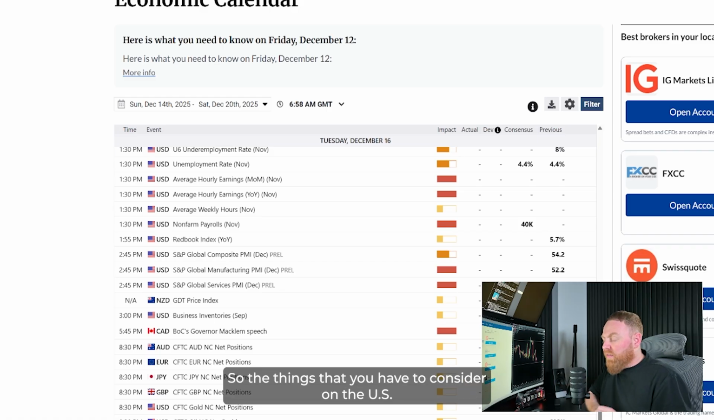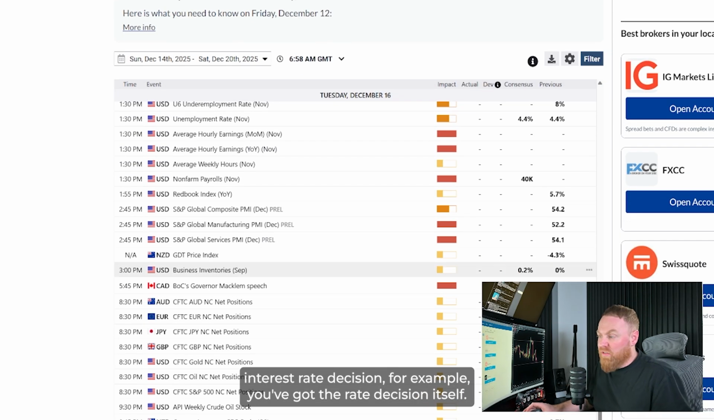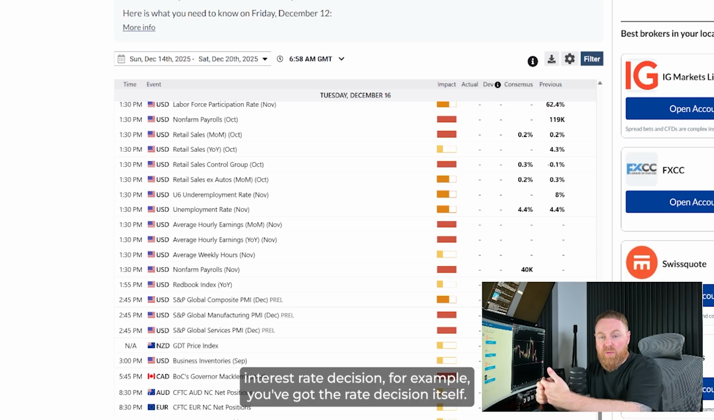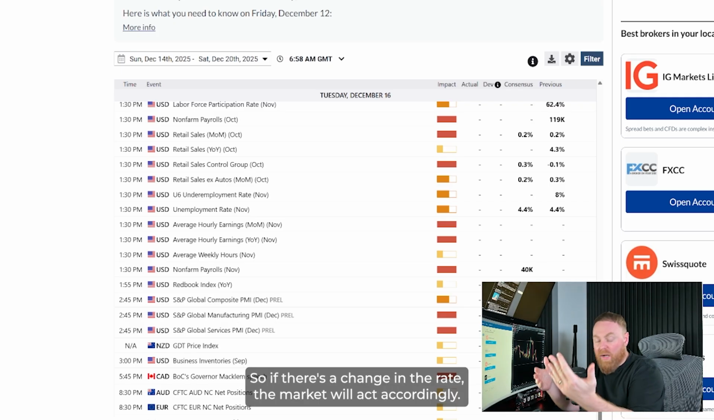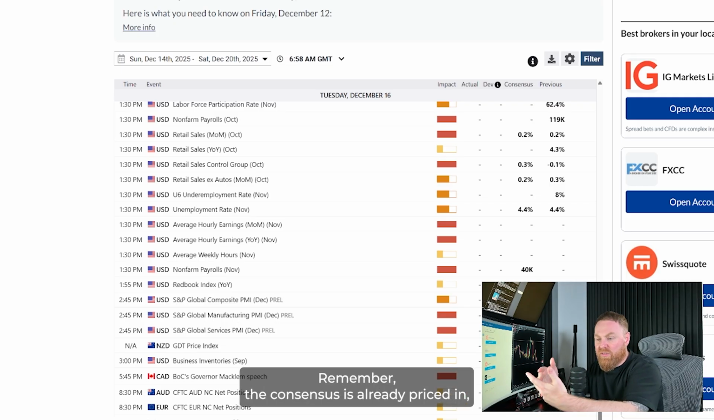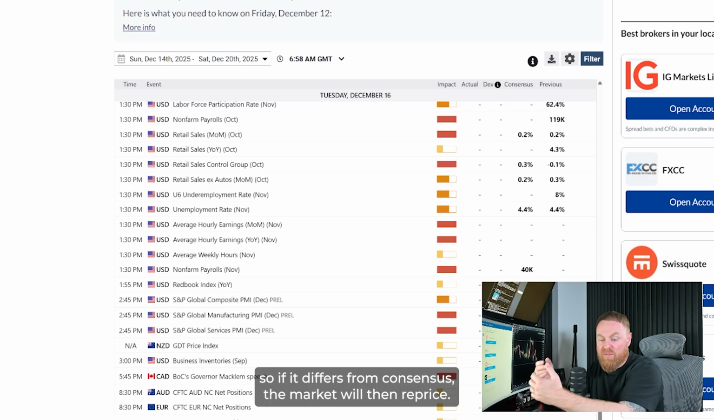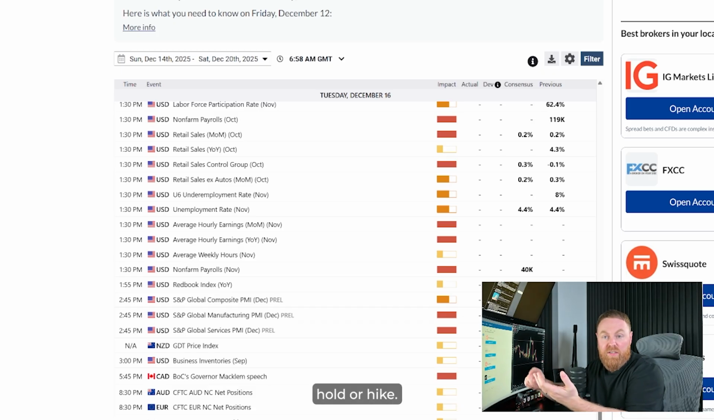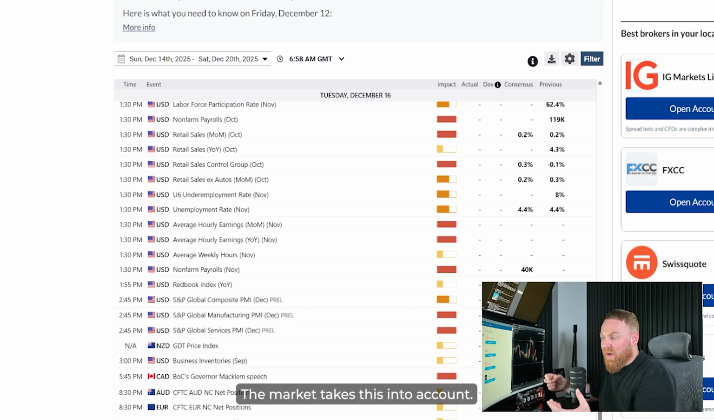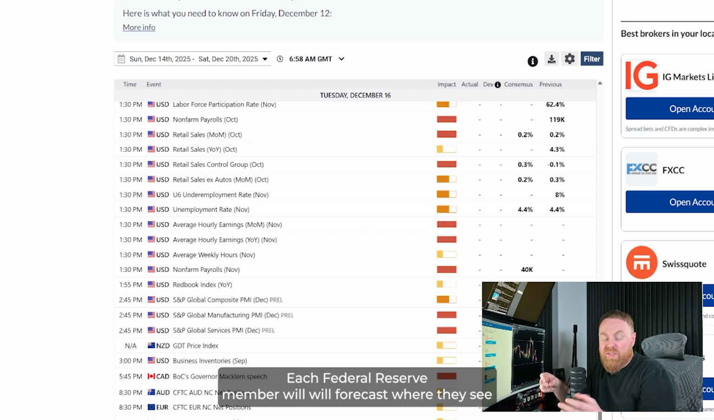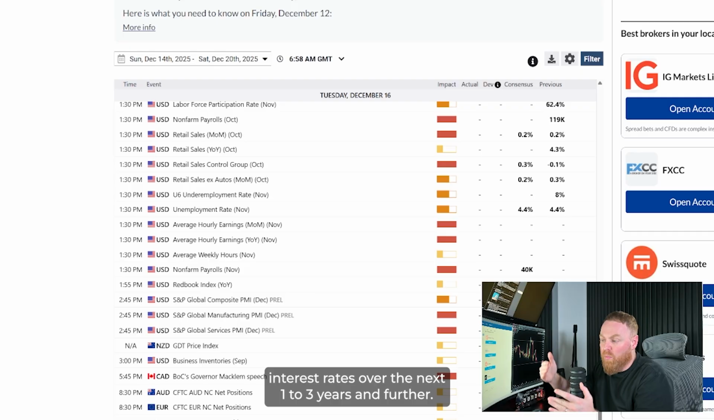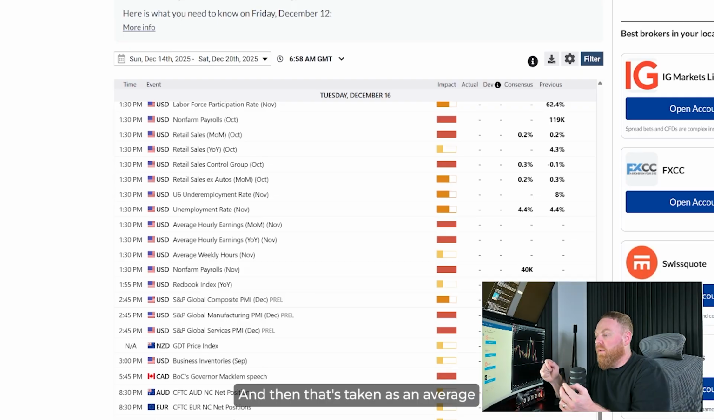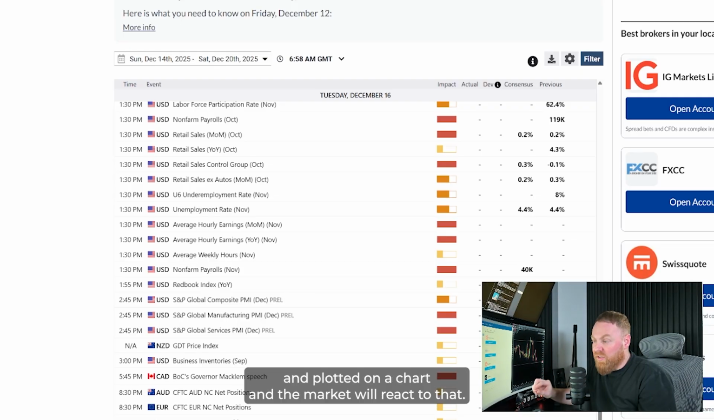So the things you have to consider on a US interest rate decision, for example: you've got the rate decision itself. If there's a change in the rate, the market will act accordingly. Remember, the consensus is already priced in, so if it differs from consensus, the market will reprice. You've got the votes. Each Federal Reserve member casts a vote on whether they want to cut, hold, or hike. Do they want to cut more than the others? The market takes this into account. Then there's the dot plot. Each Federal Reserve member forecasts where they see interest rates over the next 1, 2, 3 years and further. That's taken as an average and plotted on a chart, and the market will react to that.